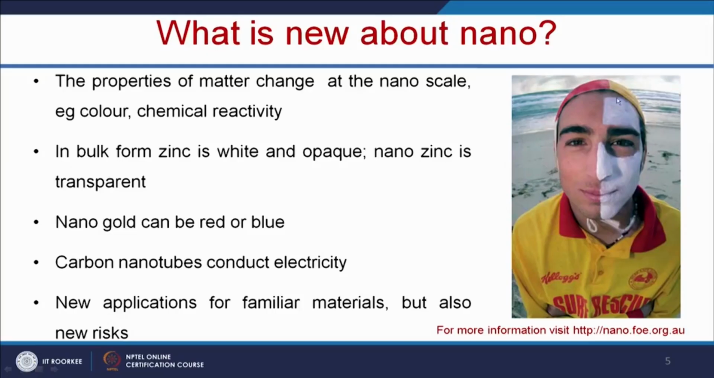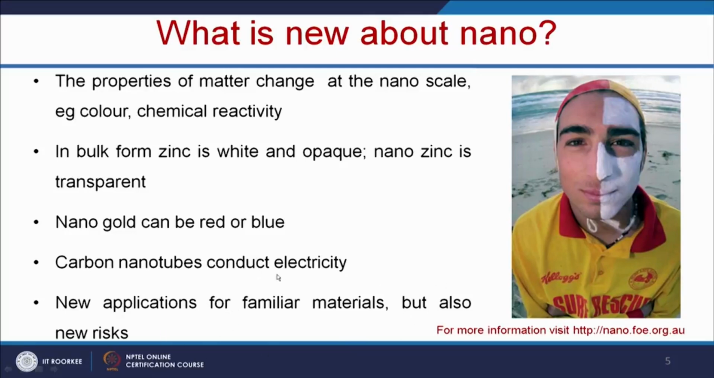You might have seen this in cricket. The Australian players mostly used to apply this kind of sunscreen. This is a bulk form of zinc, which is white and opaque, and on this side he applied the same sunscreen, but it is nano zinc. The nano zinc is transparent, and this bulk zinc sunscreen is white and opaque. So when the material goes to nanoscale, the properties of the material change. Nano gold can be red and blue, and carbon nanotubes can conduct electricity. So there are new applications for familiar materials, but also new risk.